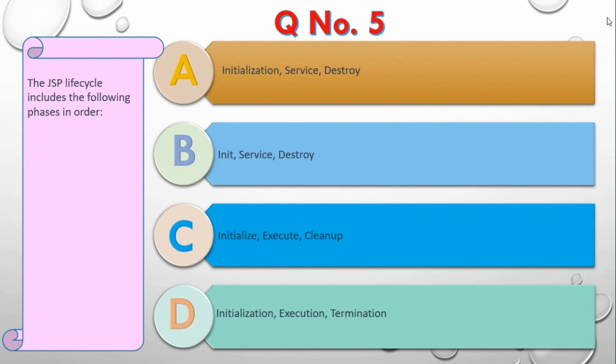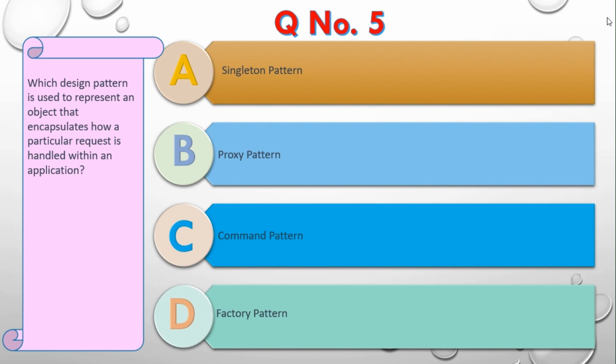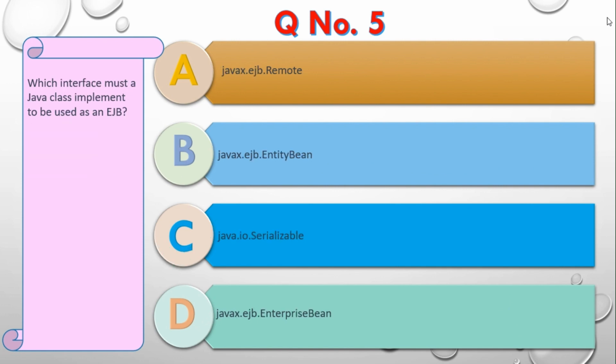Java servlets. The JSP lifecycle includes the following phases in order: init, service, destroy. Which design pattern is used to represent an object that encapsulates how a particular request is handled within an application? Command pattern. Which interface must a Java class implement to be used as an EJB? javax.ejb.EnterpriseBean.